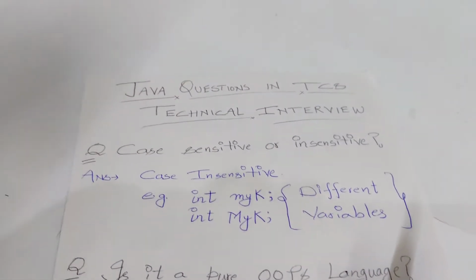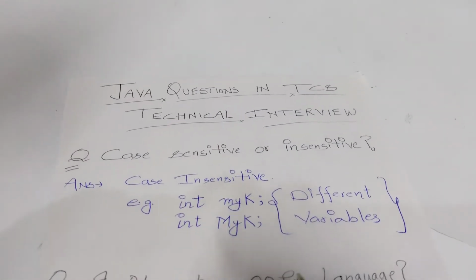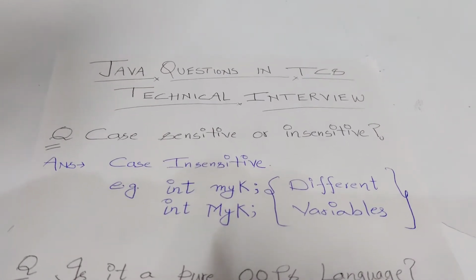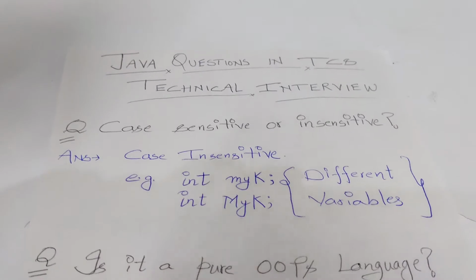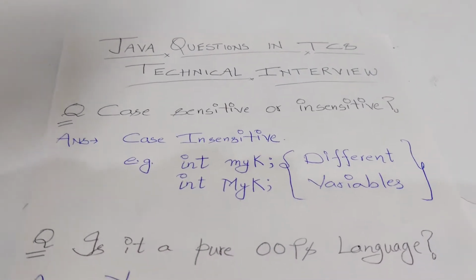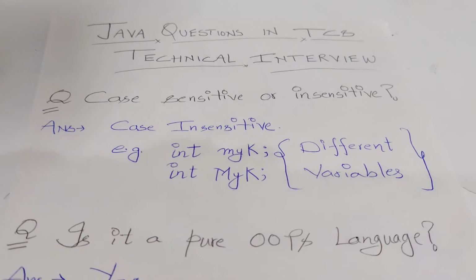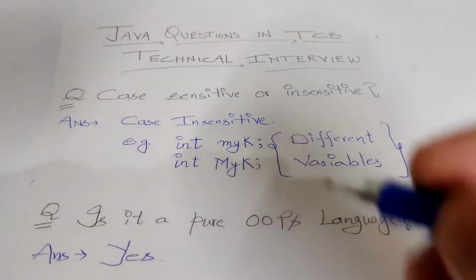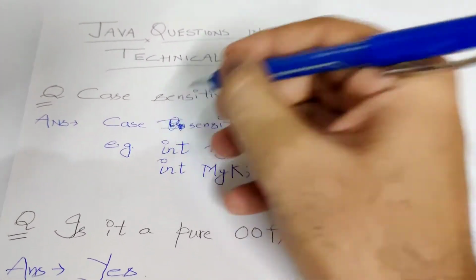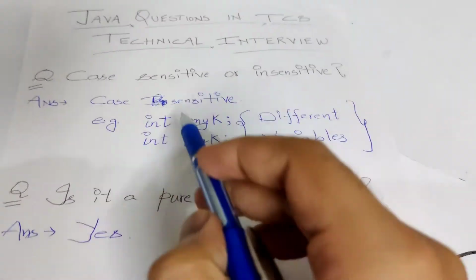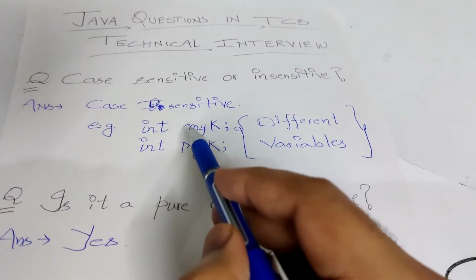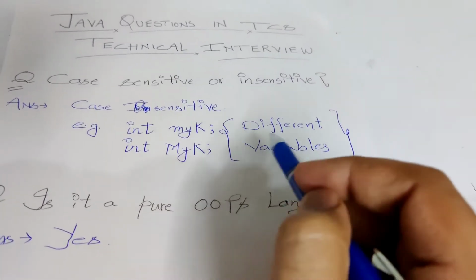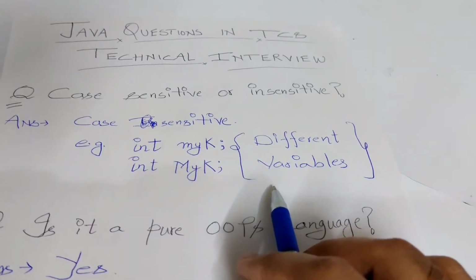So guys, let's start with the first question. He asked me, okay, your language is Java in the resume, so is it a case sensitive or insensitive language? Though it was a very simple question, it was my first interview, so I was quite confused. But eventually I answered, sir, case insensitive. I'm sorry, what I have written here, I'm sorry. It is a case sensitive language. Like if I declare two variables, int small myk and int caps myk, these two are different variables. So Java is a case sensitive language.